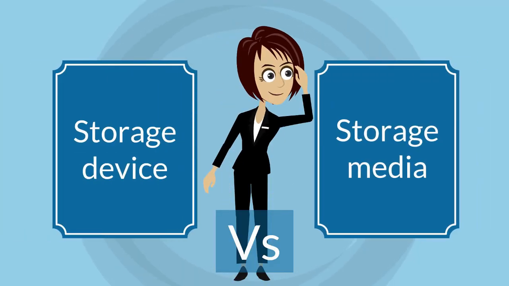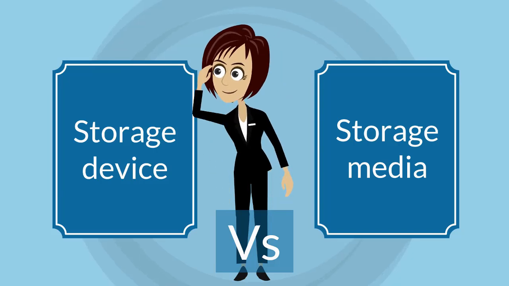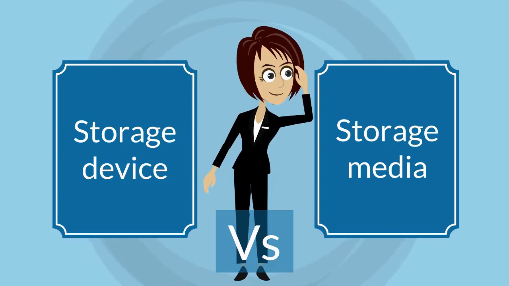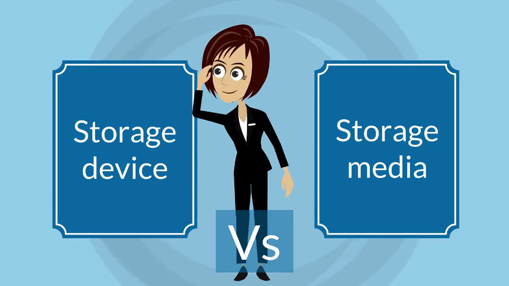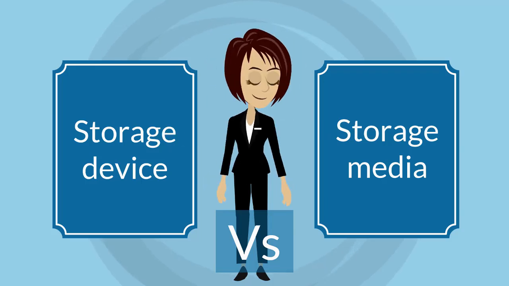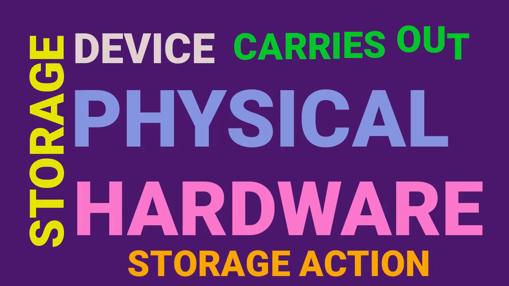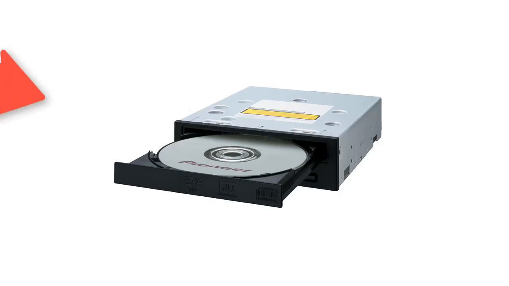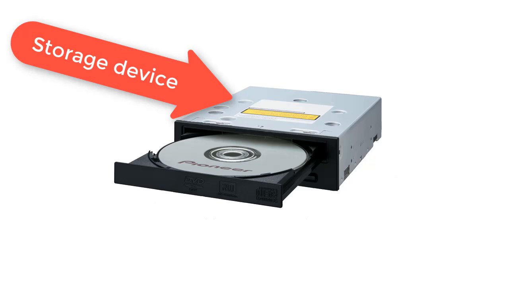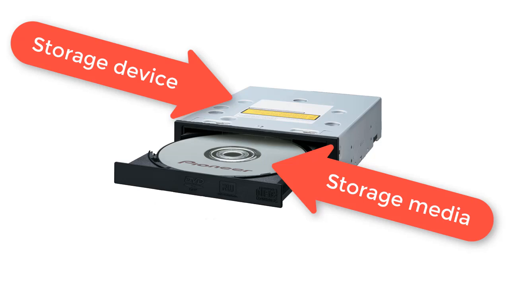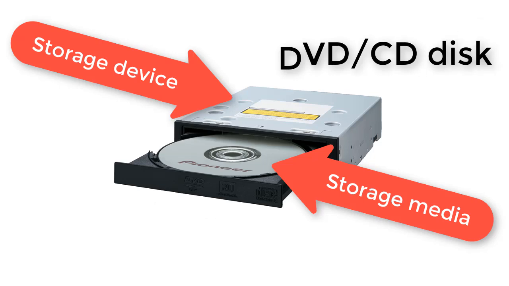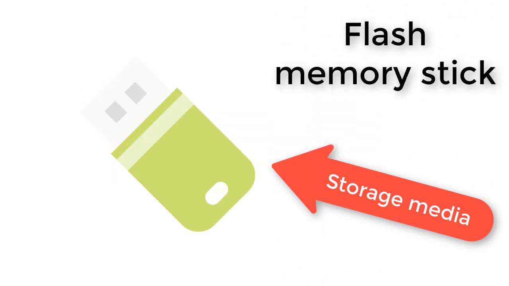When learning about secondary storage, you might hear the terms storage device and storage media used. Many resources talk about them interchangeably as if they were the same thing. However, they're not the same thing, and it is important to understand the difference between these two terms. A storage device is the physical hardware that carries out the storage action. For example, a DVD or CD writer are storage devices. Storage media is the physical object used to actually store the data, so the actual DVD disc or CD disc, or a flash memory stick.